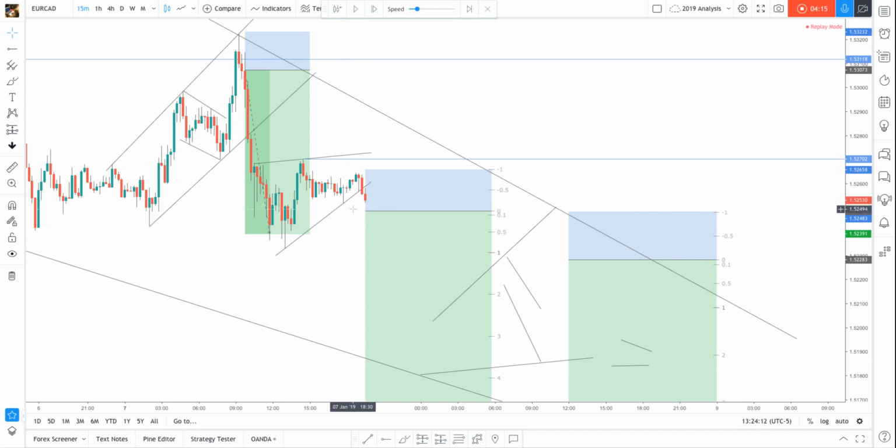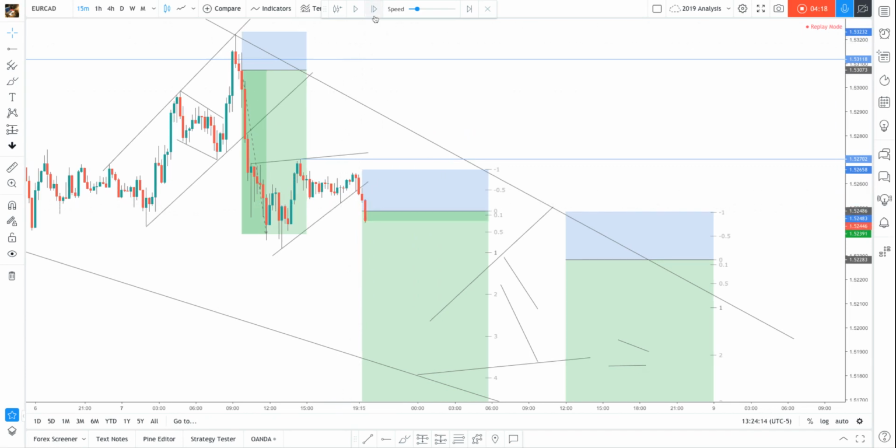Factored this low in here into my entry. And what you see is it tagged into the trade there quite impulsively. So we have a pretty impulsive break of this pattern.